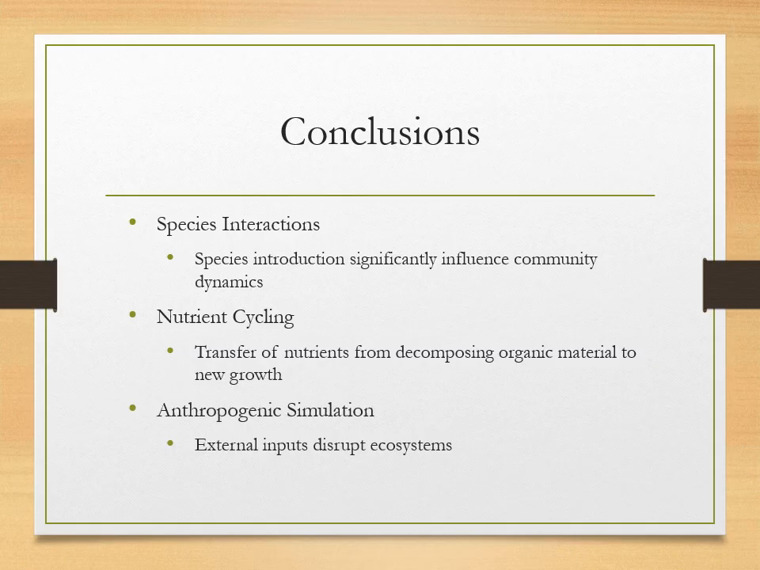For nutrient cycling, the green sediment and pink bacterial or algal film suggest significant nutrient redistribution, possibly driven by decomposition and microbial growth. For anthropogenic simulation, the introduction of the seed mirrors real-world scenarios where external inputs, like invasive species or pollutants, can significantly disrupt ecosystems.